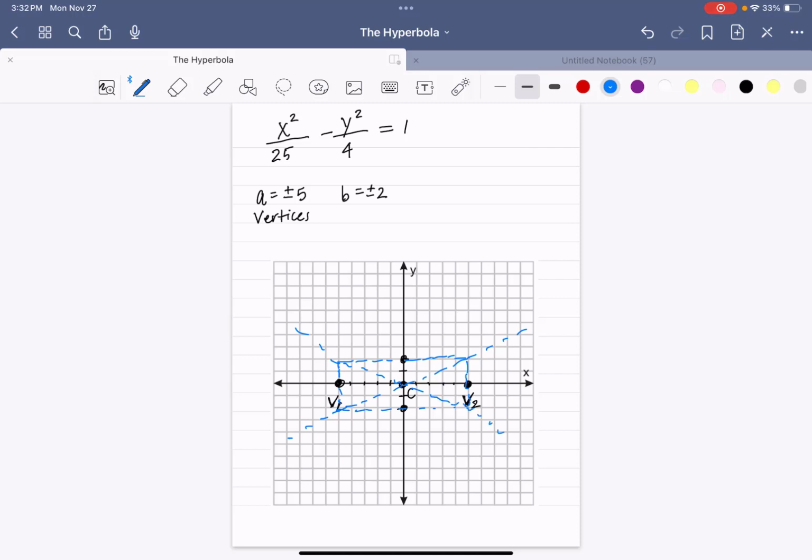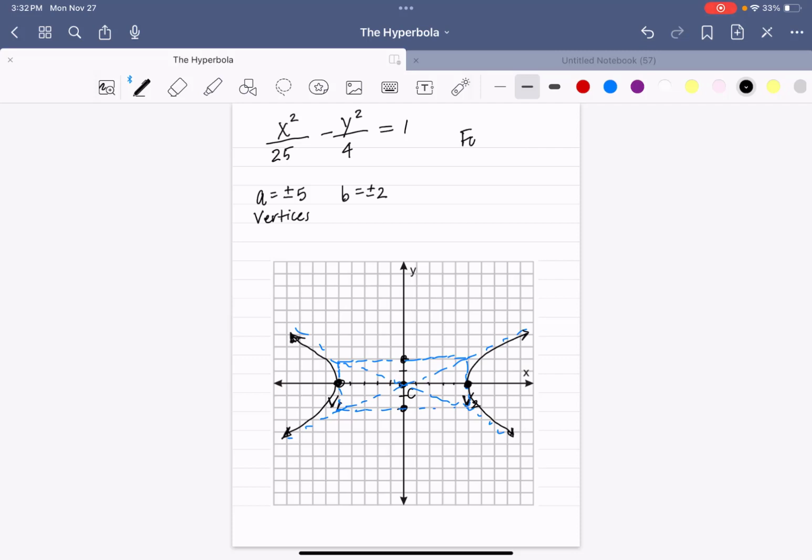And since I know where my vertices are, I can go ahead and draw my graph. It goes like this, through the vertex, approaching the dotted line. So this, through the vertex, approaching our asymptotes. And so that would be the graph of that hyperbola.